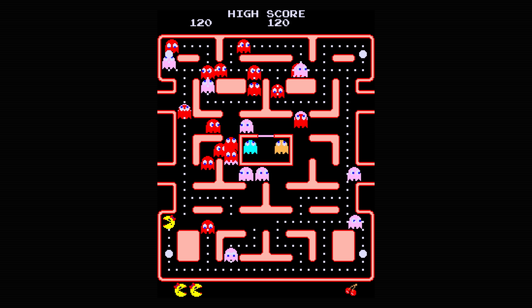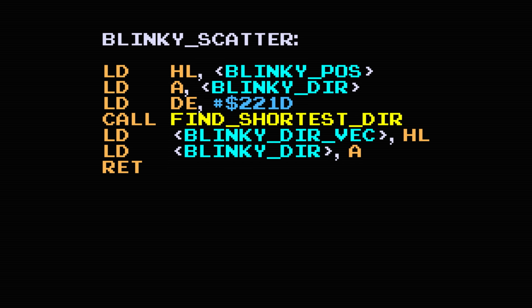How does the game do it? Well, let's take a look at the code. First, we'll take a look at Pac-Man's code. Each of the 4 ghosts act nearly identically, but they each have their own routine in the code. The point of interest here is this find shortest direction function call.